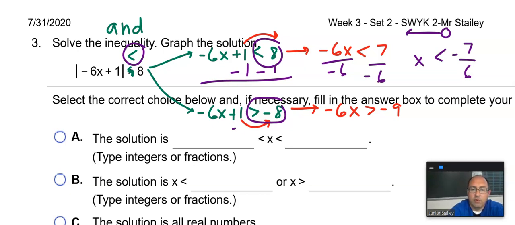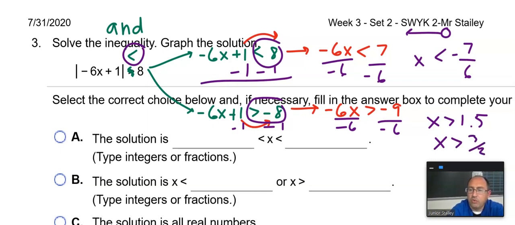And then, of course, we have the next one. We subtract 1 from both sides, and we get negative 6x is greater than negative 9. If we divide by negative 6, we get x is greater than, I'm pretty sure most of you would change that to 1.5. I know it's the same thing as 3/2, if you're a fraction fan out there in the world.